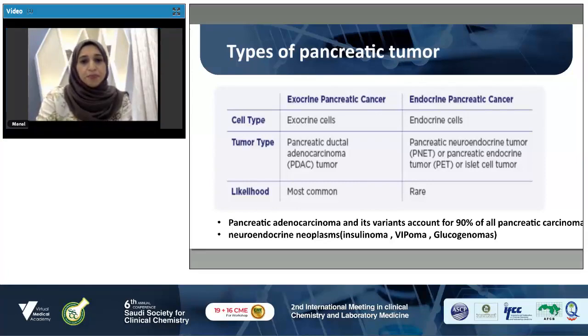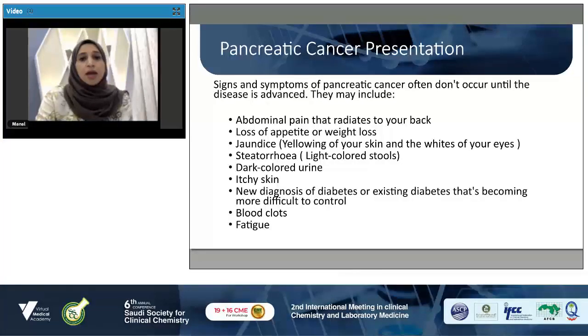How does it present? Unfortunately, the signs and symptoms of pancreatic cancer do not occur until the disease is really advanced, and they are non-specific. Patients may present with abdominal pain, loss of appetite and weight loss, jaundice, steatorrhea, dark colored urine, itchy skin, or a new diagnosis of diabetes or worsening control of pre-existing diabetes, blood clots, and fatigue.